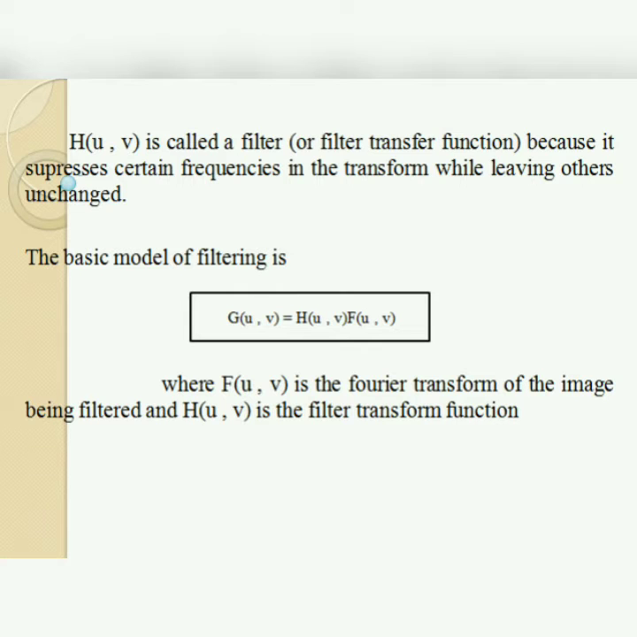Capital H of u comma v is called the filter or filter transfer function because it suppresses certain frequencies in the transform while leaving others unchanged. So the basic model of filtering is capital G of u comma v equals capital H of u comma v times capital F of u comma v. Here capital F of u comma v is the Fourier transform of the image being filtered, and capital H of u comma v is the filter transform function.